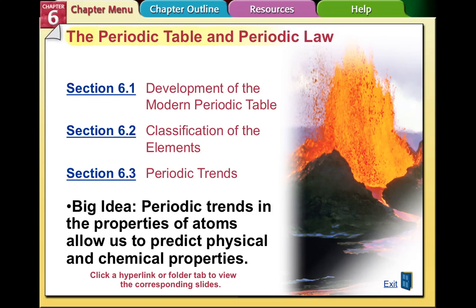The entire chapter, I take that back. Section 1 and Section 2 should be review. Section 3 is going to be new material based off of that reviewed material. So the big idea for this chapter, periodic trends in the properties of atoms allow us to predict physical and chemical properties.